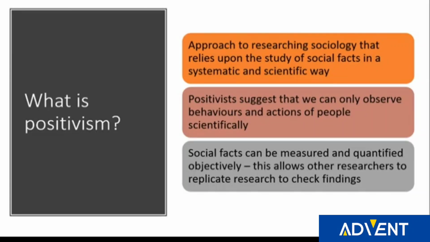Positivism is a methodological approach to research in society that was developed, amongst others, by Emil Durkheim. Positivism approaches the study of society in a systematic and scientific way, and the argument of early positivists was that individuals could be studied in a similar way to the natural sciences because behaviours could be observed and recorded in a scientific way. These behaviours, or social facts, could be measured and quantified to allow researchers to study cause and effect relationships between social institutions and individuals in society.